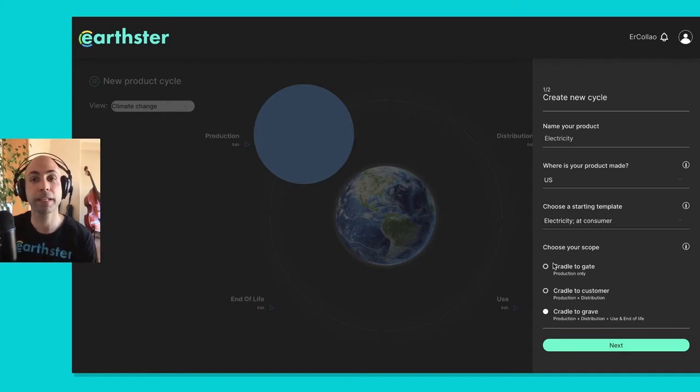So now we've made it so that you can choose either cradle to gate. It's just your own data up until your own gate. Or cradle to customer, so it's when it gets to your customer. So you own the logistics, you know about the logistics and you can include it. Or you do a typical cradle to grave analysis that includes all stages of the life cycle. For consumer products, this would be the best scenario.